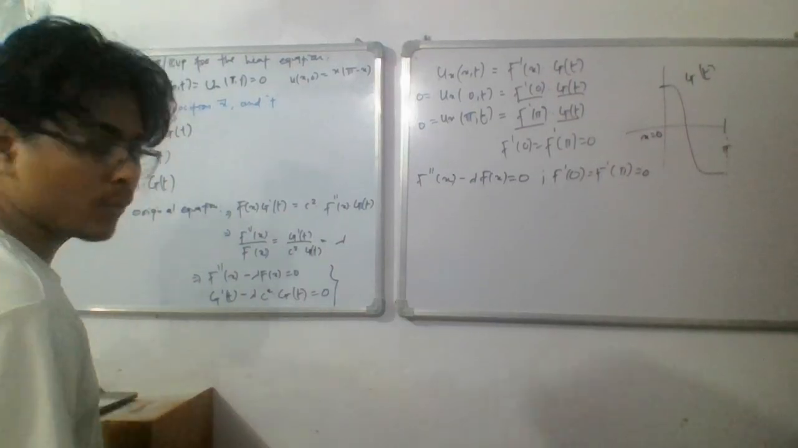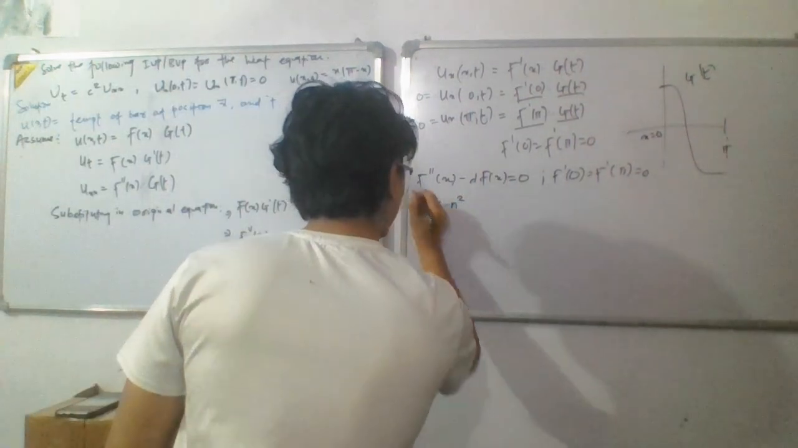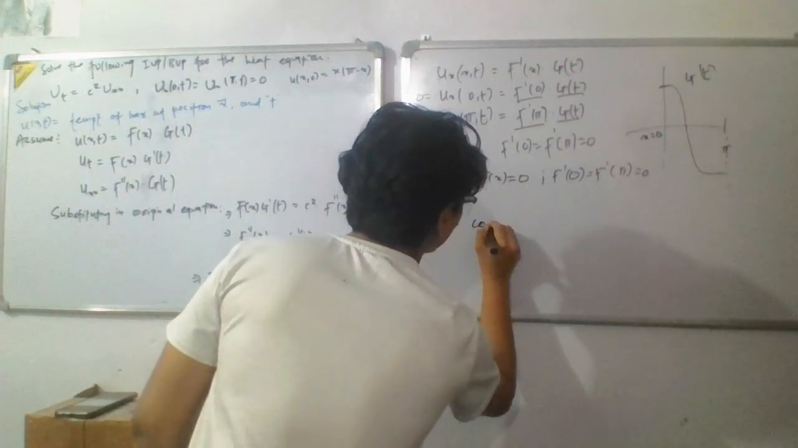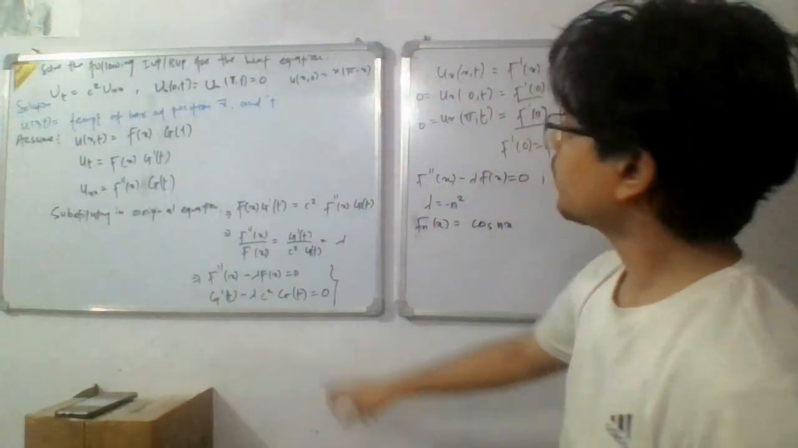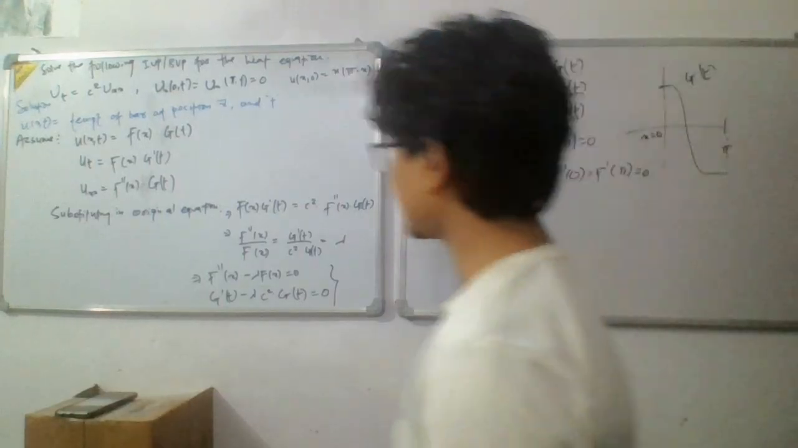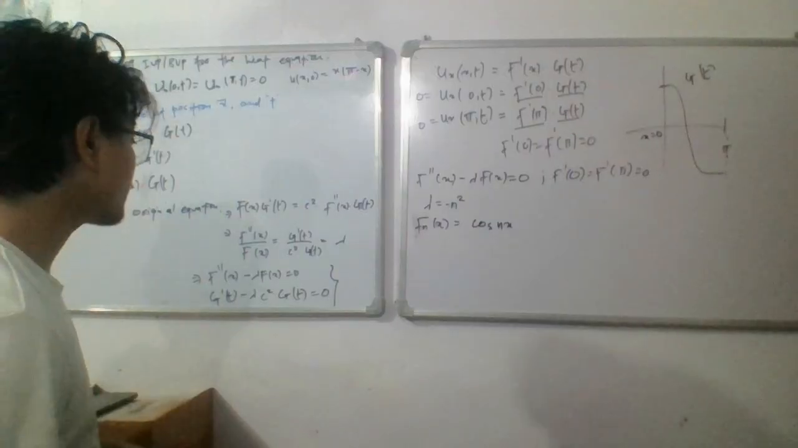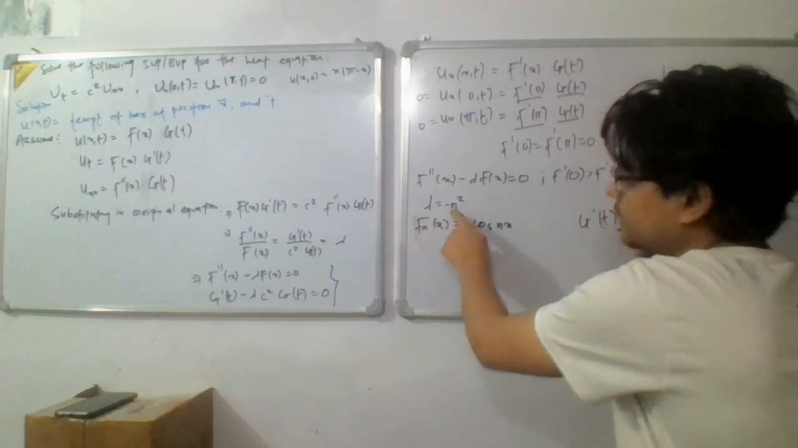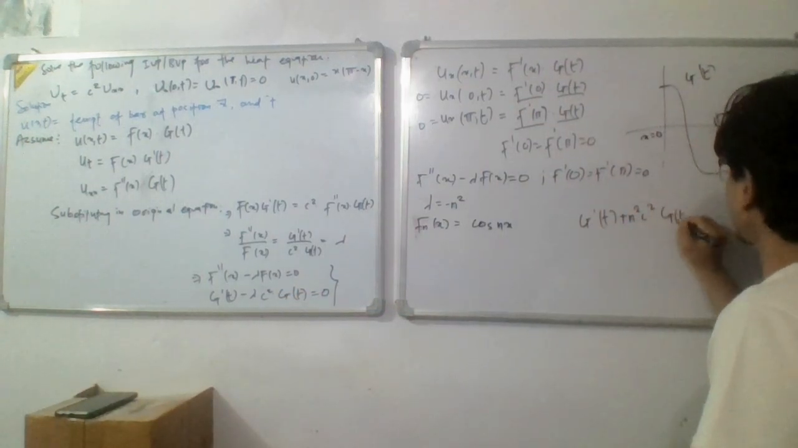Previously we got lambda equals minus n squared and F_n(x) equals cos(nx). So we have got this. Now let's substitute this into the equation. Okay, before doing that, let's find the solution of this first order differential equation as well. We get G'(t) minus, and minus will be plus, lambda is n squared, c squared G(t) equals 0.